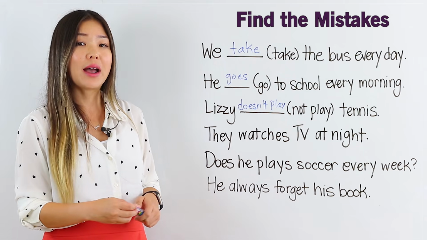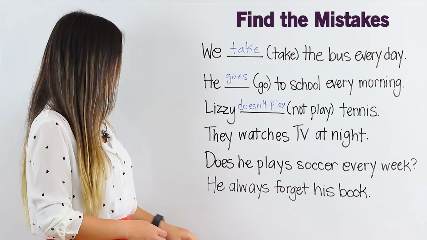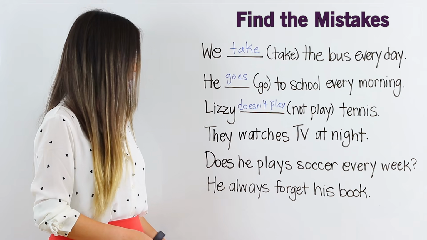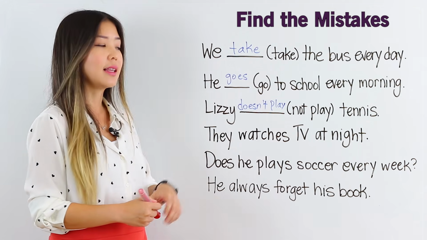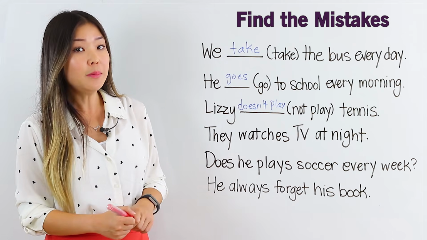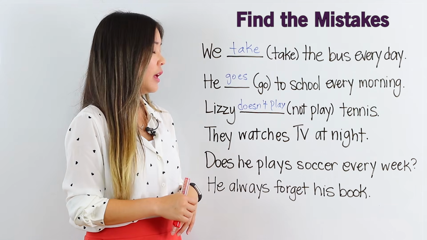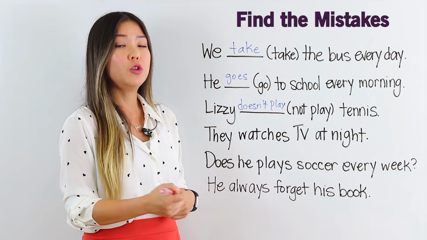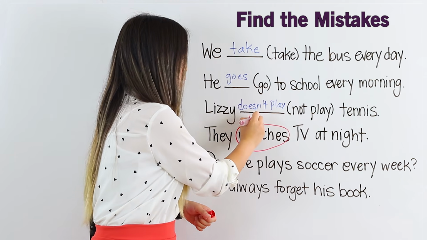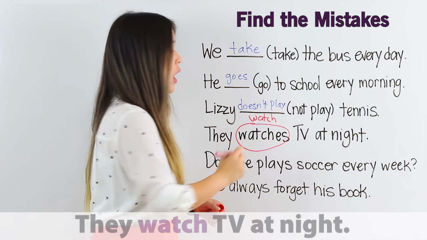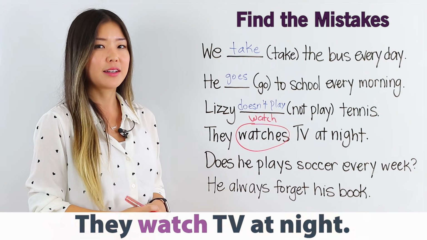Now, I want you to find the mistake in the next sentence. They watches TV at night. Can you figure out what's wrong with this sentence? The subject is they. Therefore, remember, we do not change the verb. We say watch. They watch TV at night.